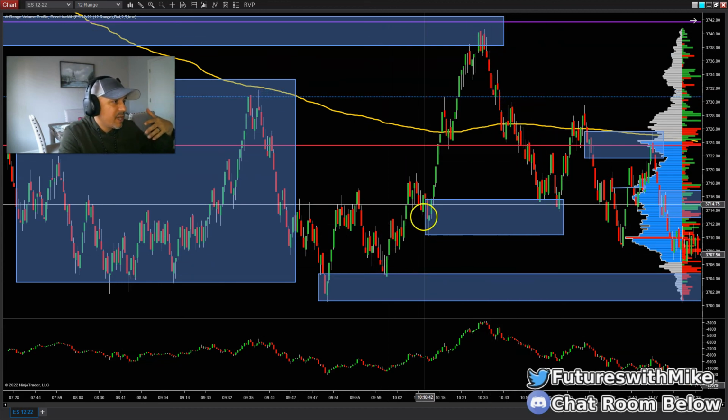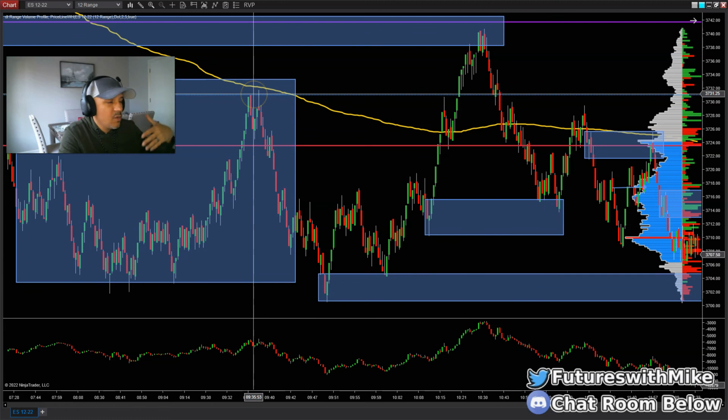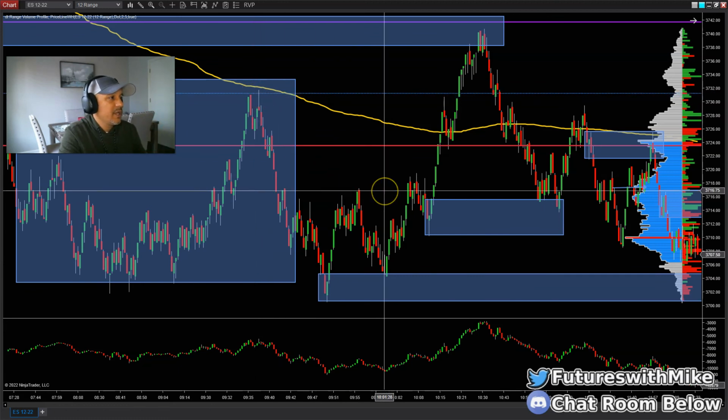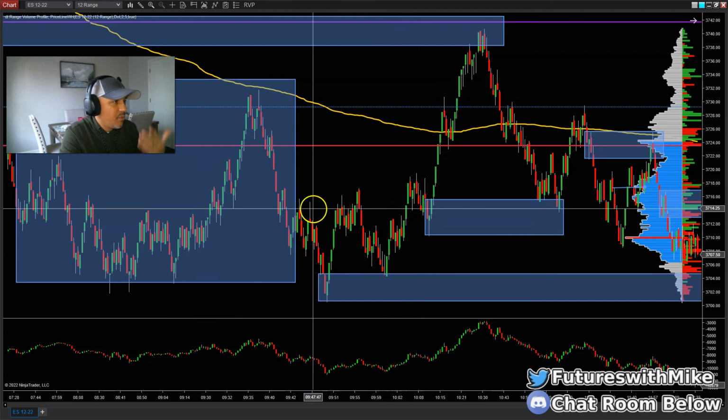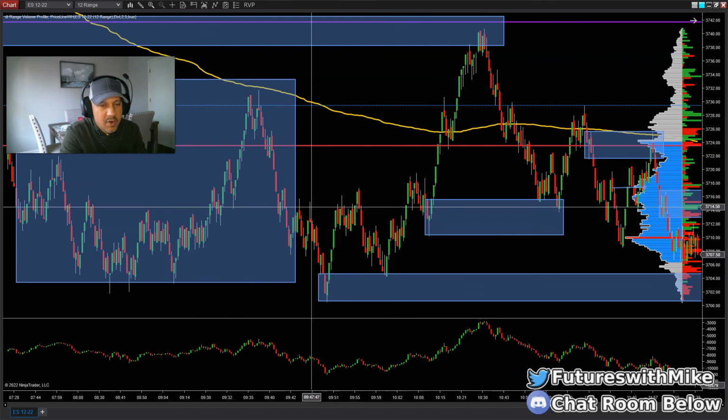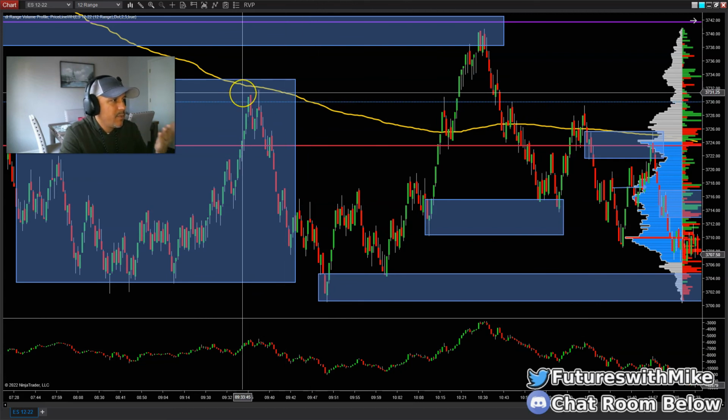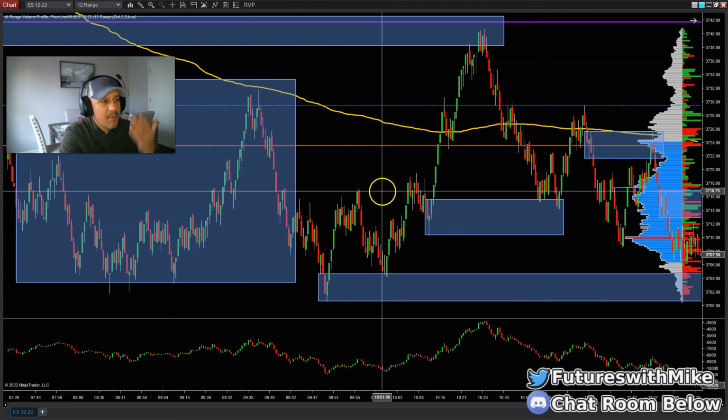But once price breaks the structure right here, what do we immediately do? We look to mark areas of demand. And I say this: when price breaks structure, look to mark your area of support, supply or demand. In this case here, we broke structure to the upside, which means we broke resistance. We break resistance, mark your areas of supply.